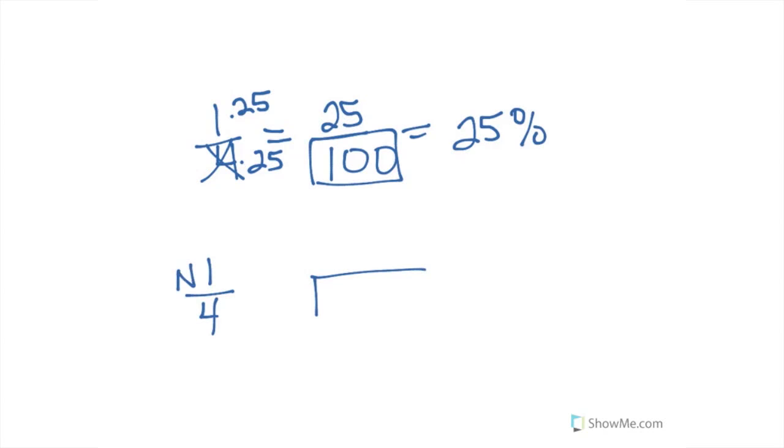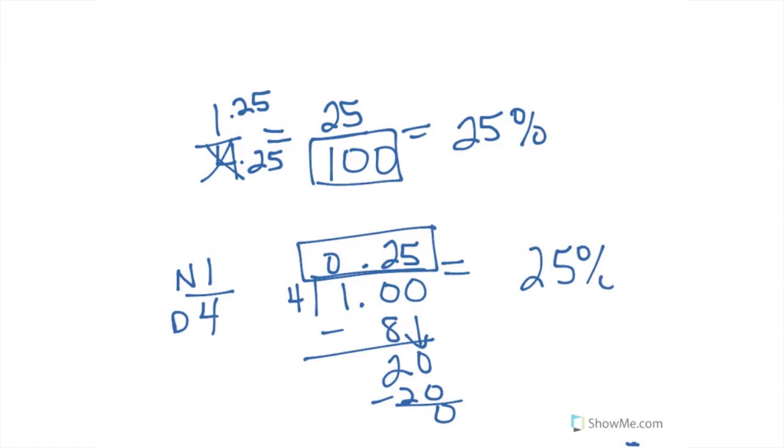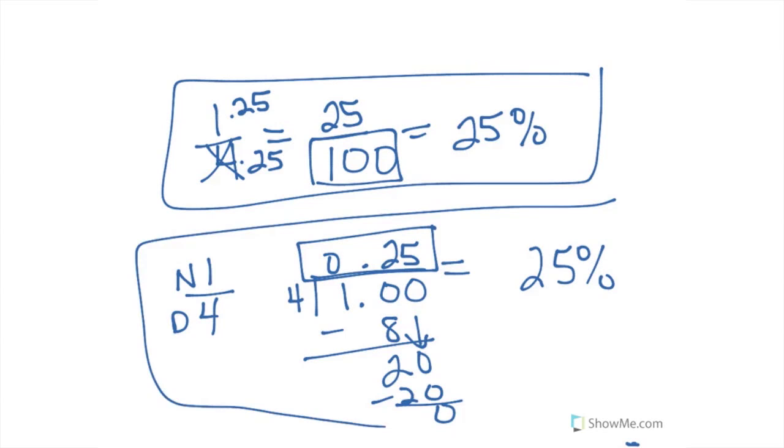Numerator starts with an N, it goes on the inside. 4 can go into 1, 0. 4 can go into 10 2 times, and 4 can go into 20 5 times. So if you can read it, you can write it. That says 25%. So again, you can either do it equivalent to 100, or you can turn your fraction into a decimal and then into a percent.